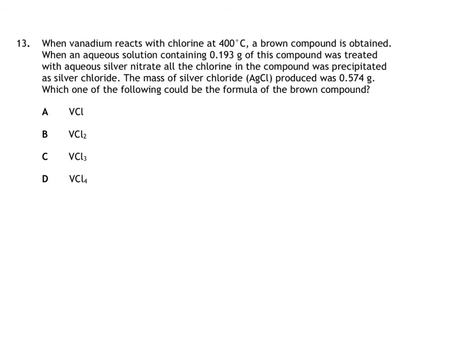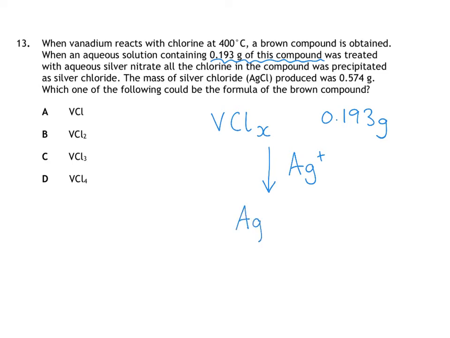Question 13. Oh, it's another calculation question. So, vanadium and chlorine, brown compound, means nothing, but we have a mass of the compound, so VClX. We're trying to work out what X is, and we have 0.193 grams of it. And then we reacted it with silver nitrate, which is the silver ions producing a precipitate of AgCl.